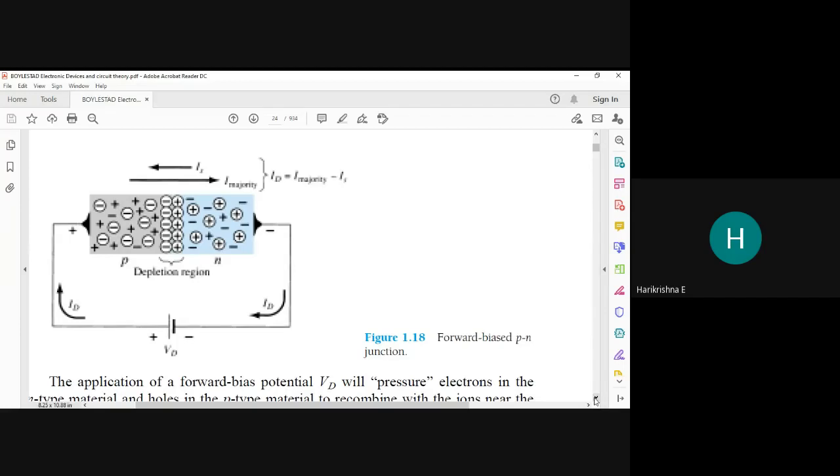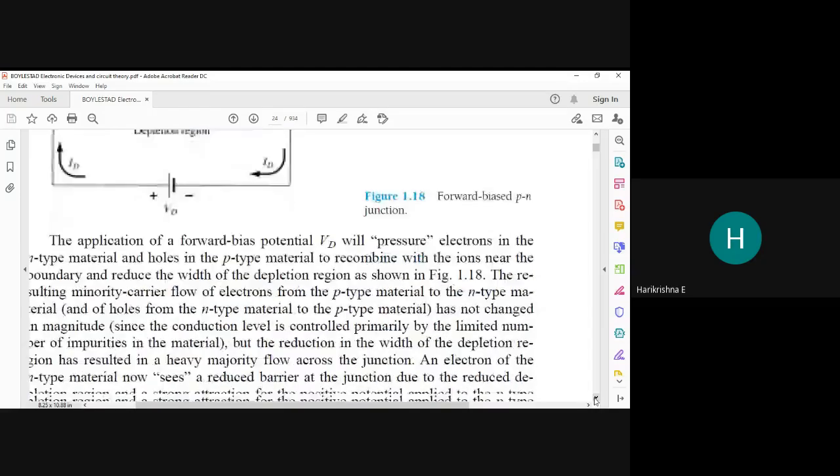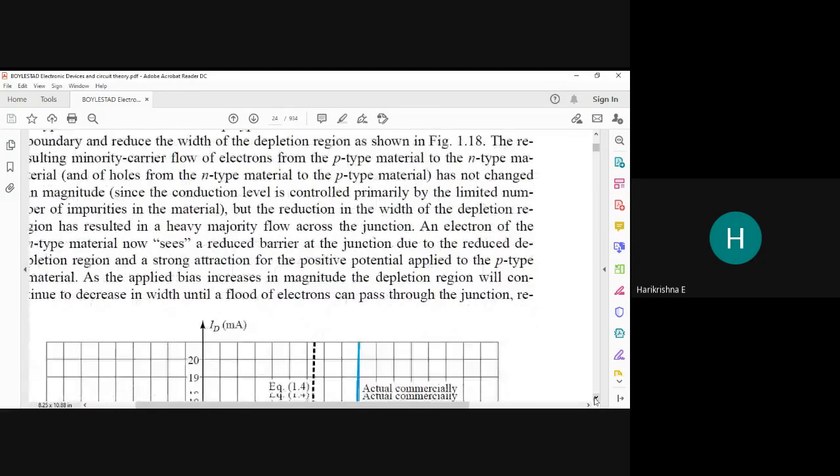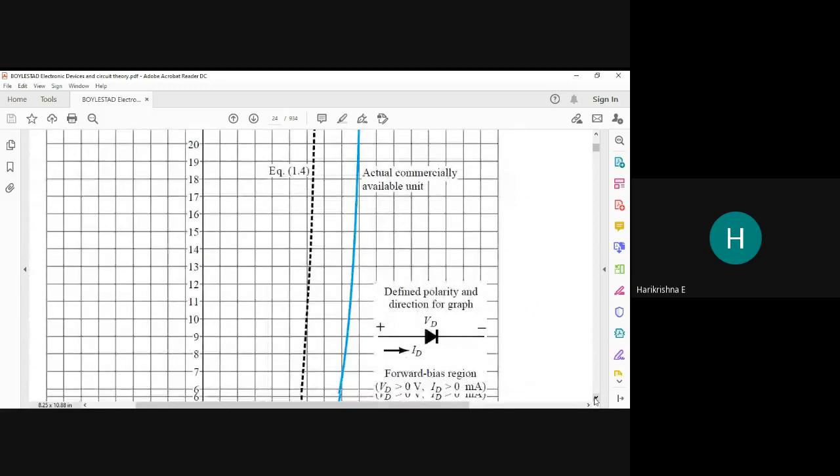Because of the repelling action, the electrons and holes will cross the junction. Because of that, the width of the depletion region will decrease. So the current is flowing through the device. That is a very simple explanation. You can read this explanation up to this point. Then the VI characteristics are of great interest and required for us.